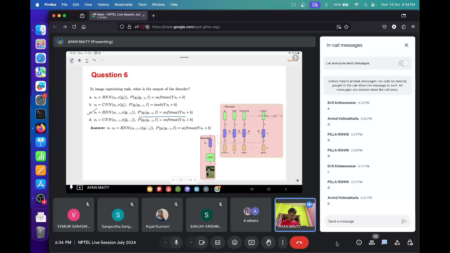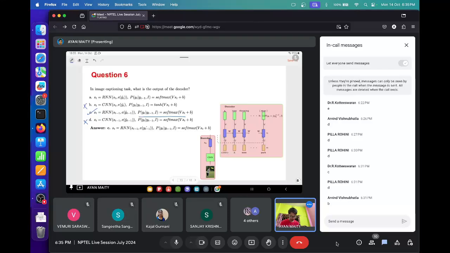In the decoder part we don't use CNN at all, since this is for image captioning. The output is a sequence of words here. The decoder only contains RNN, so options B and D cannot be correct because both contain CNN, but we don't need CNN for the decoder part, we need CNN for the encoder part to encode the image. Once we encode the image using CNN, then we just need RNN to produce the sequence of words as the caption for the image.